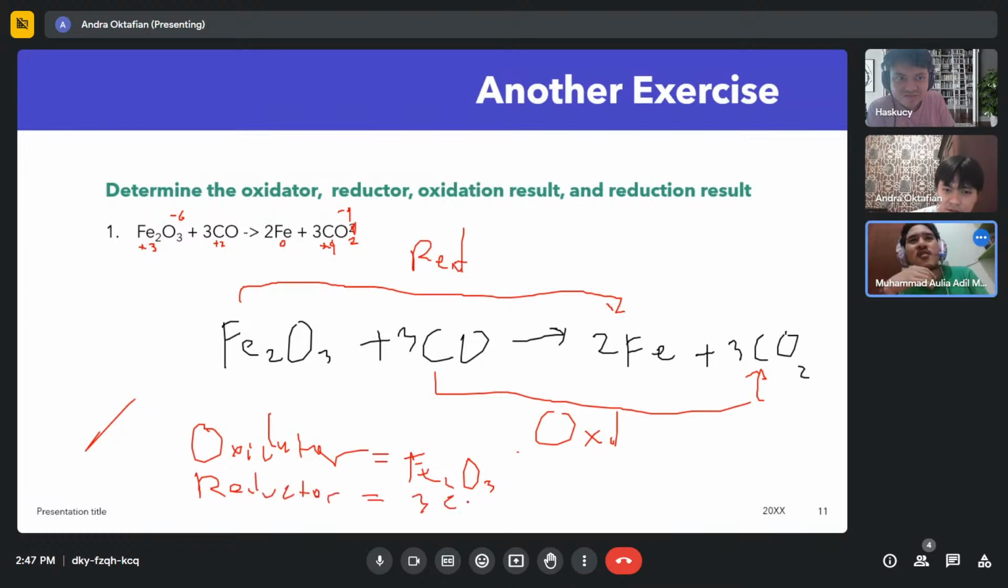Okay, we have finished writing it. Next, about the oxidation results and the reduction results. What are they? The oxidation result should be the 3CO2, right? Yes. And the reduction result should be 2Fe.